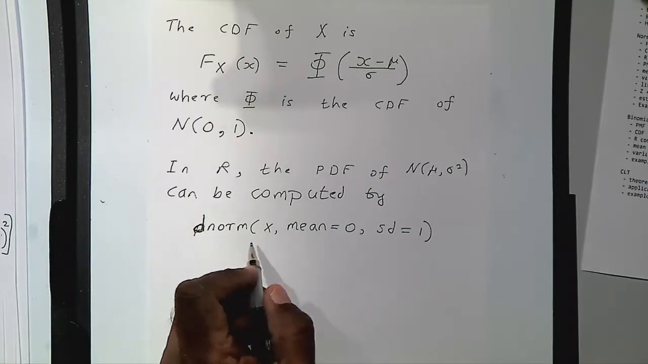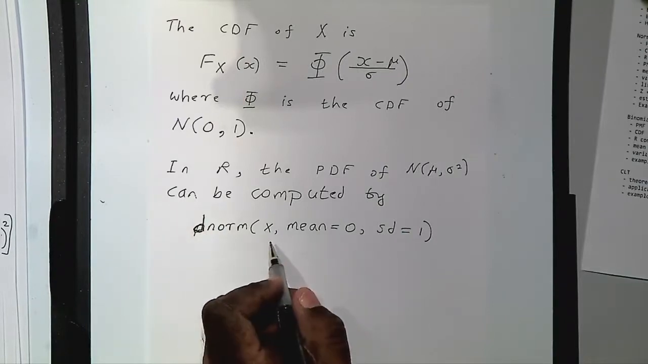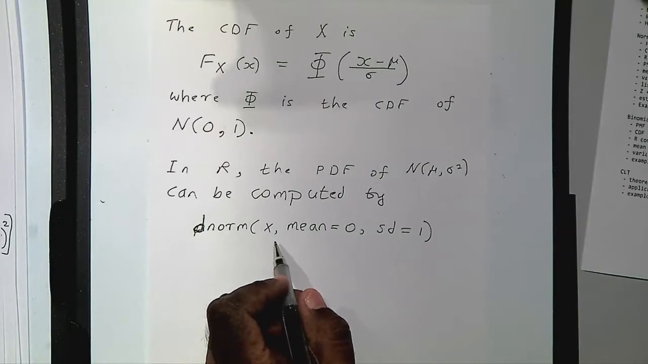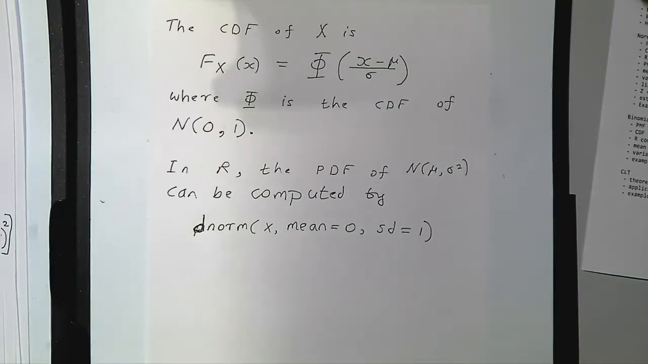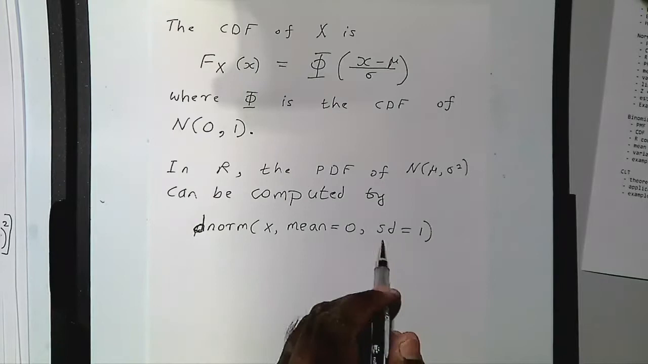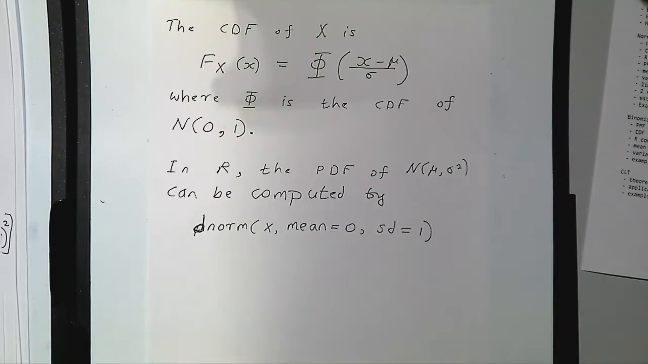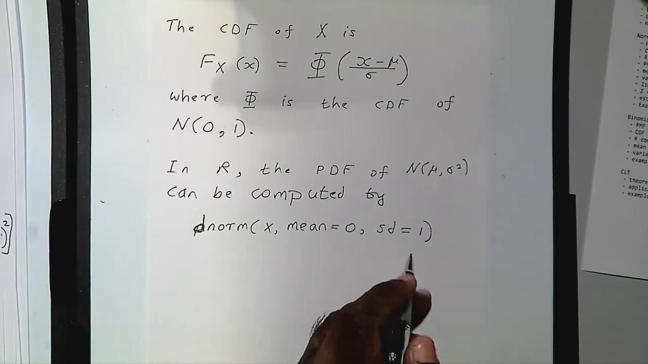So dnorm in brackets x. x is the values at which you want to compute the PDF. Mean is the mean parameter, which is mu, equal to 0. SD is the standard deviation parameter, which is sigma, equal to 1, right?